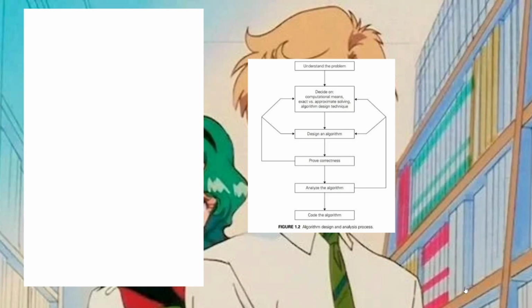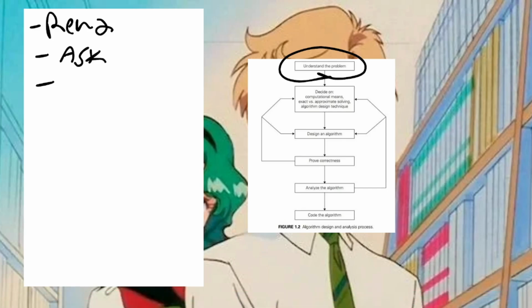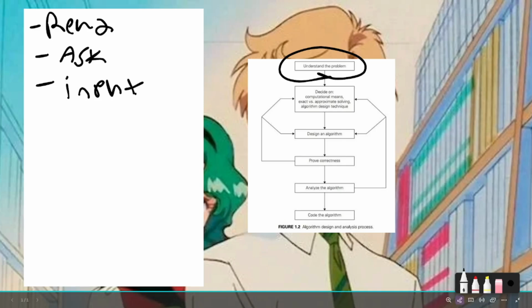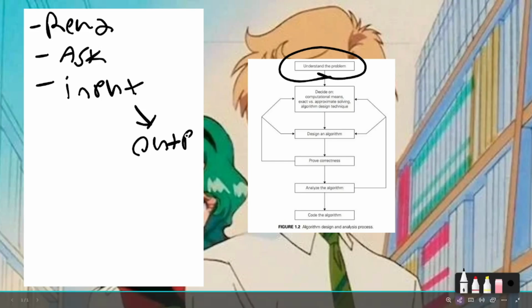Alright, before we dive into any of the details, let's take a look at the algorithmic design process as a whole. The first step is understanding the problem. That means you've got to read it carefully. You're going to want to ask questions and get some clarifying. Then a vital part is understanding exactly what your input is going to be. Like, what is the algorithm going to be working with, and what is it going to be outputting? What are you trying to get as the final result, right?